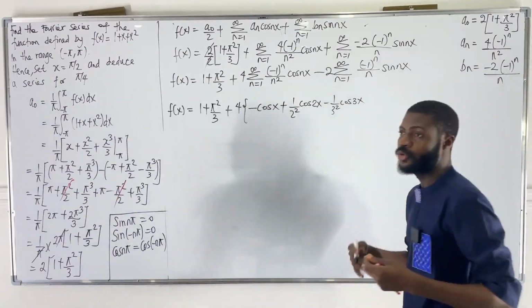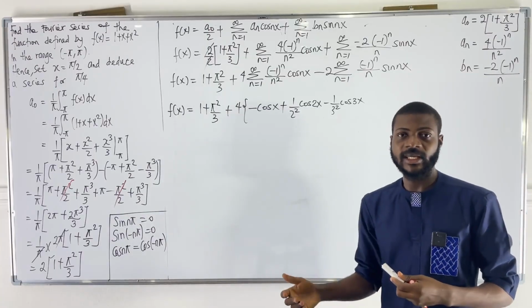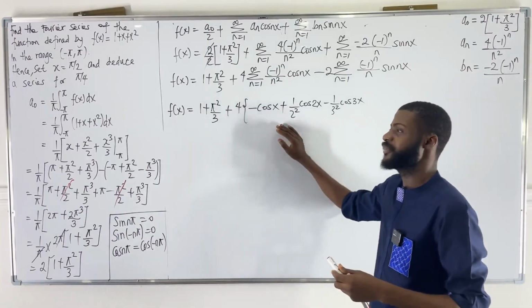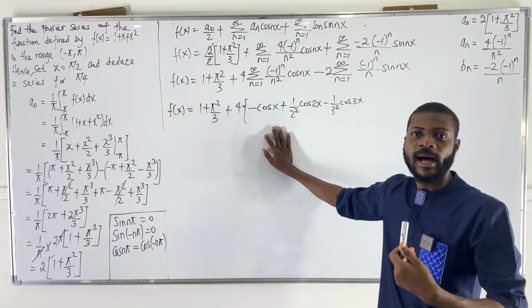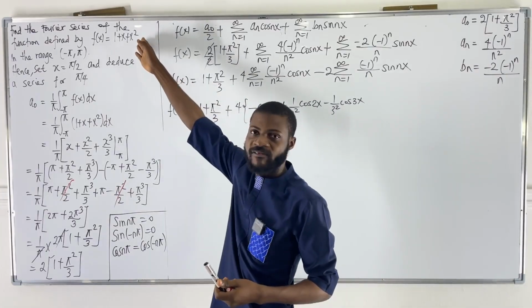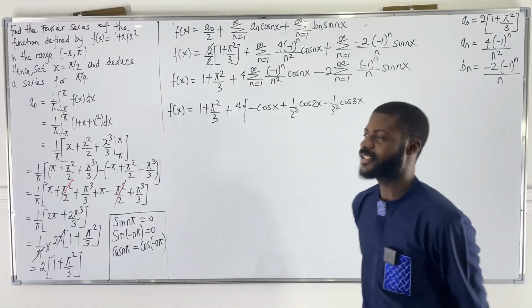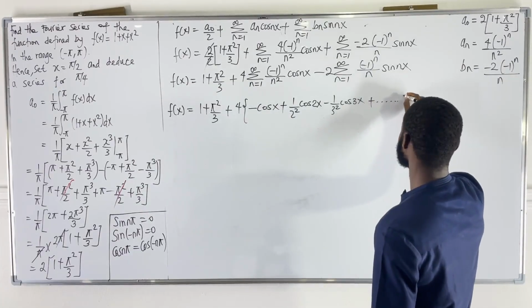Remember that you really do not need to go on to infinity because you can't get to infinity. In fact, Fourier series is an infinite representation. But if you add up some harmonics, you'll be able to start seeing that what you are getting is looking like our function. So let's proceed. I'm just going to end here.